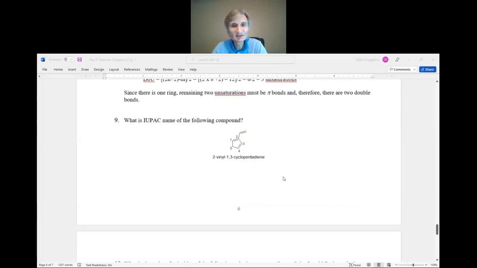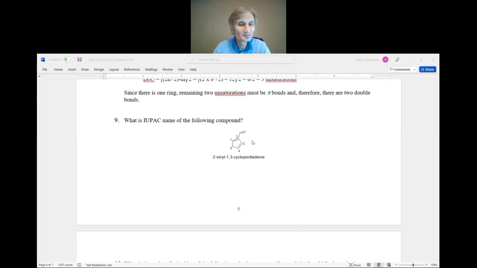Question number 9. What is the IUPAC name of the following compound? Lots of double bonds, so it may look a little bit scary. But you need to know the double bond as a substituent. And there are 2 substituents involving a double bond that you need to know. Vinyl, which is just the double bond itself, so CH=CH2, that's vinyl, and allyl, a double bond separated from the rest of the molecule by a CH2 group. It will be CH2 and then the double bond. So obviously this is a vinyl substituent.